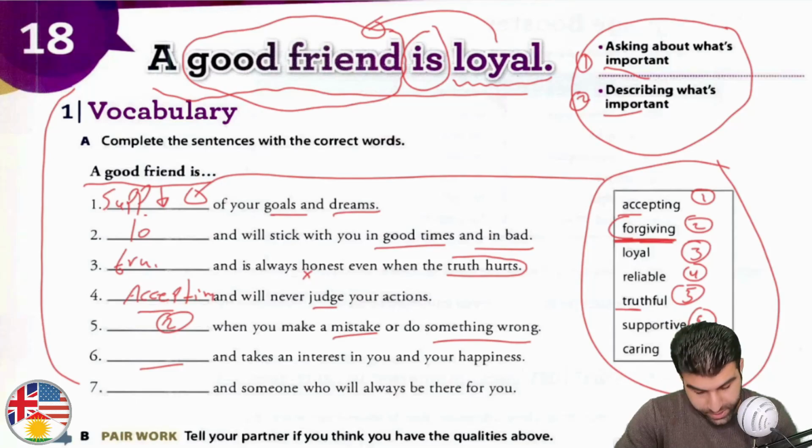So the next one we have is number 6: takes an interest in you and your happiness. Takes an interest in you and your happiness.